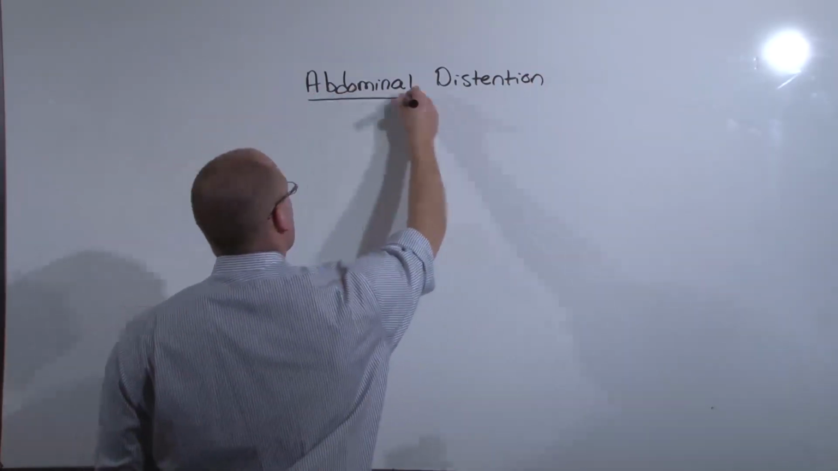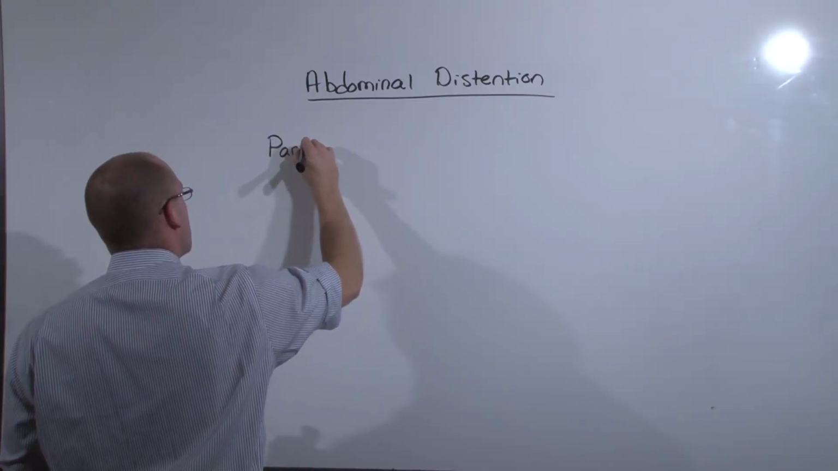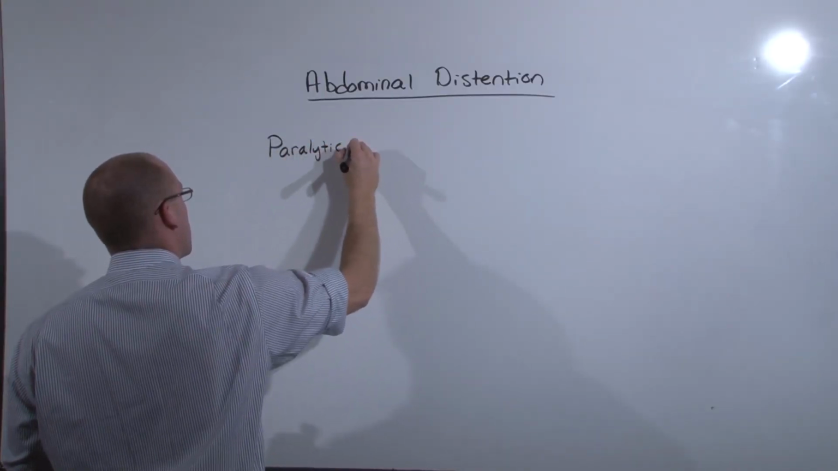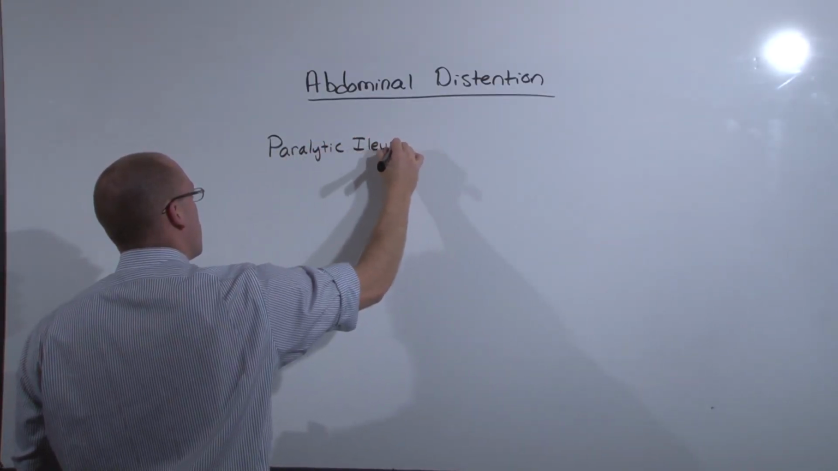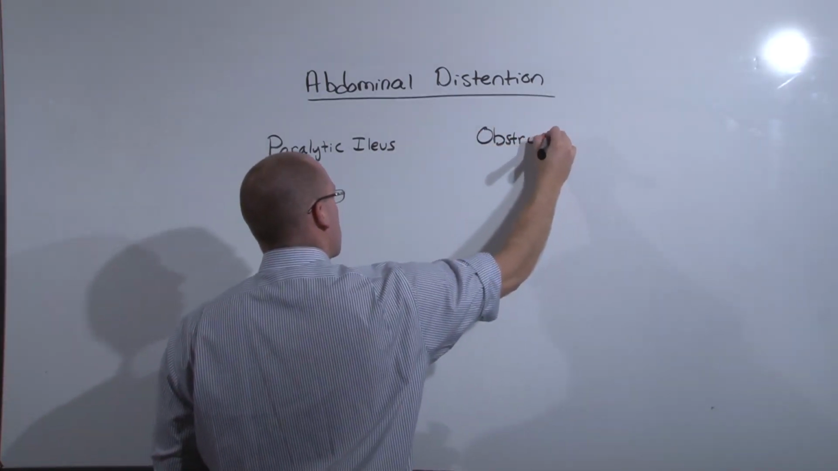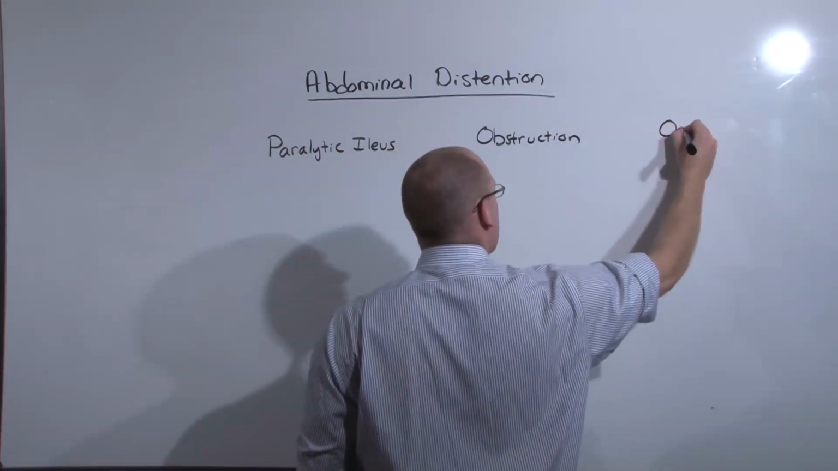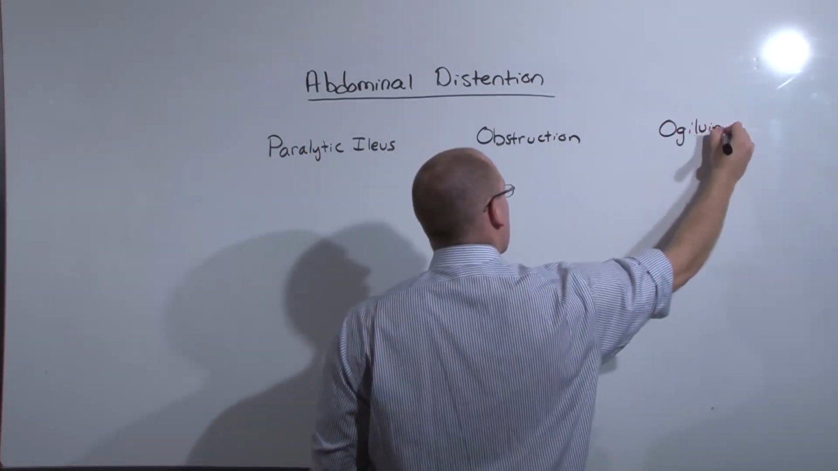And what you need to do is decide whether or not it is a paralytic ileus, which is anticipated and expected, versus an obstruction, which is a surgical emergency, versus Ogilvy's, a frustrating distractor.